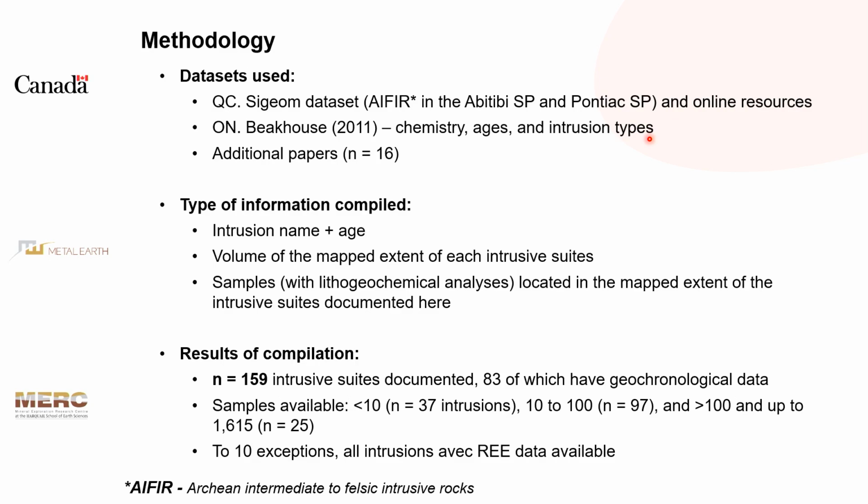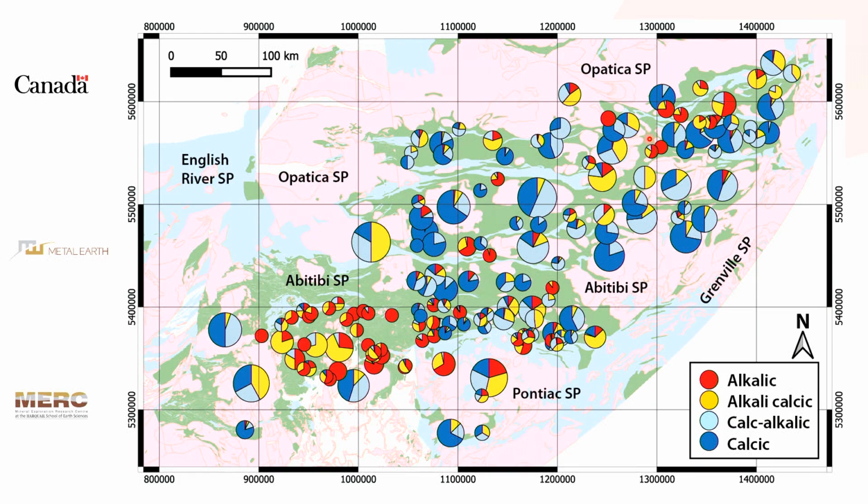What I've compiled are almost 160 intrusive suites, half of them with geochronological data, and with a very uneven distribution of the amount of geochemical data I have per intrusion. Some are very oversampled, some are undersampled. Again, we have to live with that. But at least in most cases, I've got the rarest elements that are available. Okay, so let's jump into it.